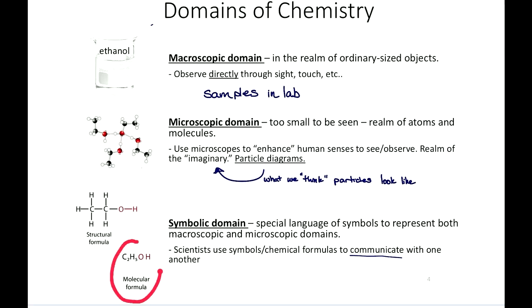The molecular formula just tells us the elements, what atoms are present, so composition, while the structural formula tells us a little bit more information. It also tells us how the atoms are actually bonded to one another. But both of these are communicating similar things, what substance we're working with and studying. So in this case, ethanol.